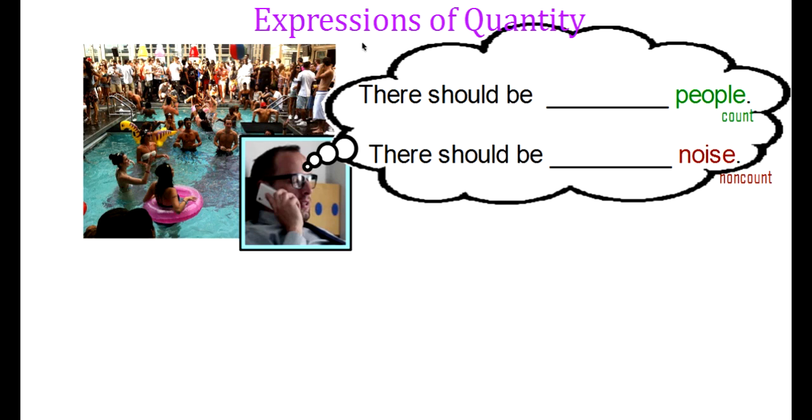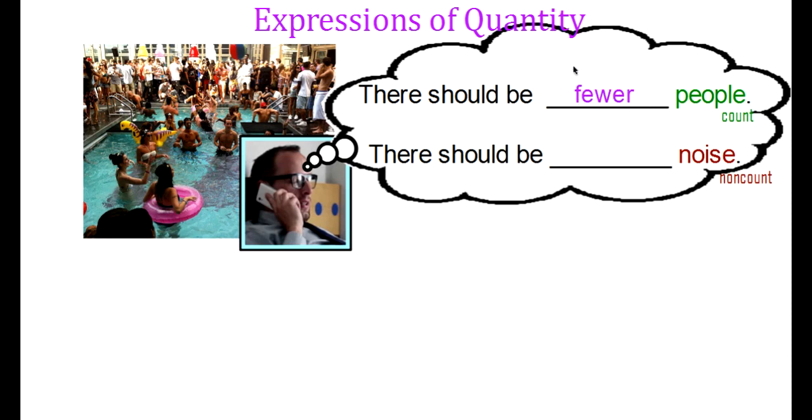So next, let's talk about solutions or suggestions for solutions. Jeremy makes some suggestions about how the situation could be better. When I'm making a suggestion, I can use should. There should be. And I can use the same one here with non-count. There should be. Very similar to the last point, we have a different word for count and a different word for non-count. There should be fewer people.